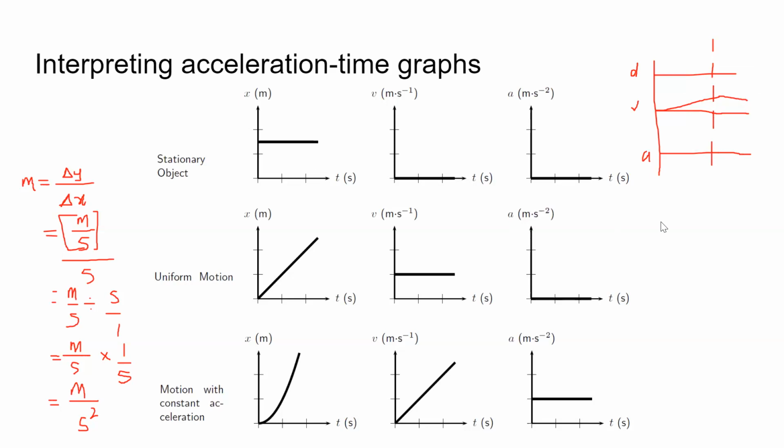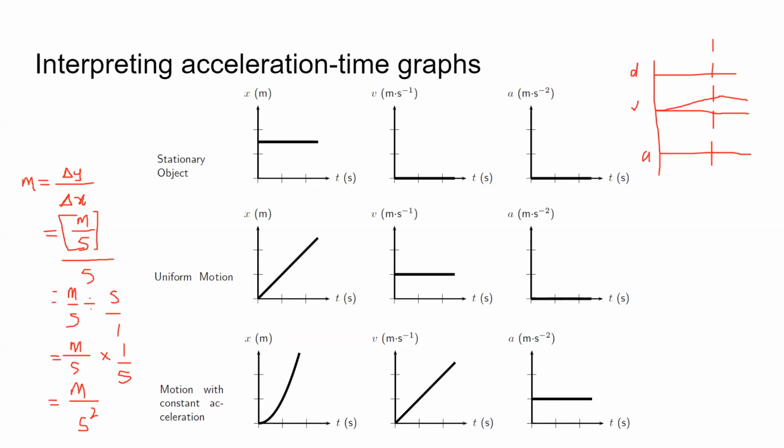So for the first one, we have a stationary object. The position has not changed for that set period of time. And we know that the slope of the position-time graph is the velocity, so it's going to be a 0 velocity. And then acceleration is the change in velocity. And since the velocity has not changed, the acceleration is also 0 meters per second squared.